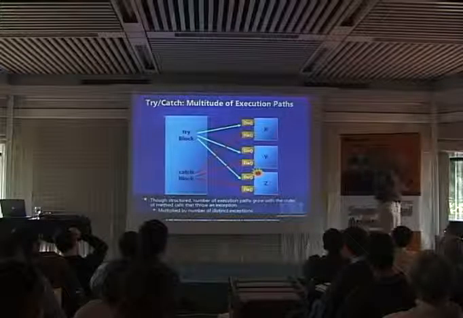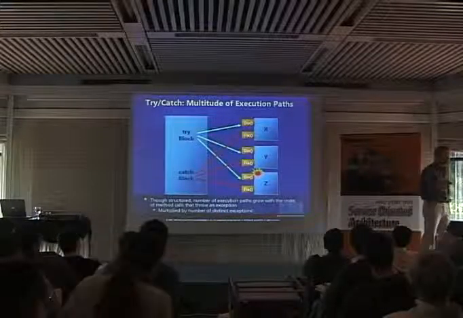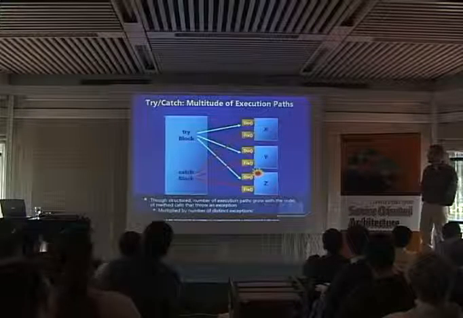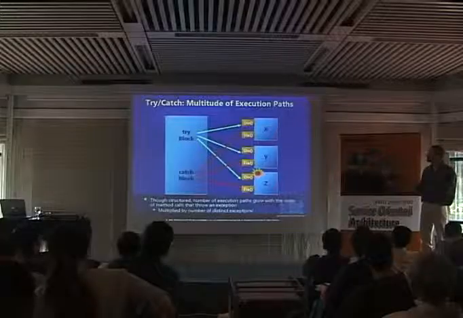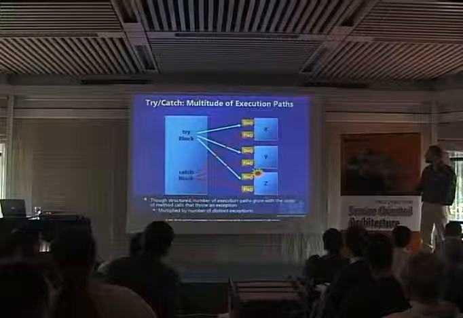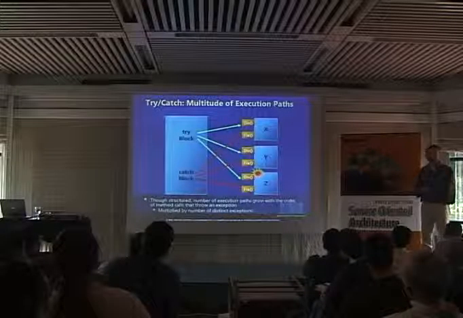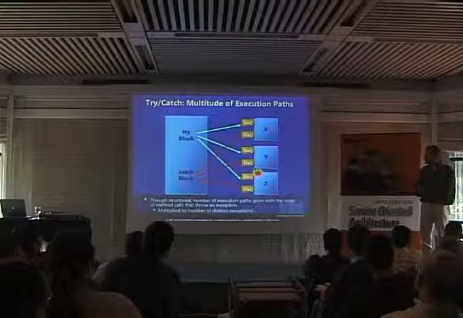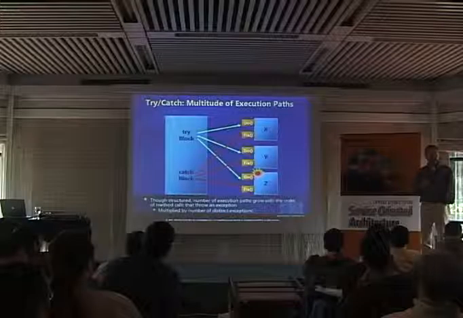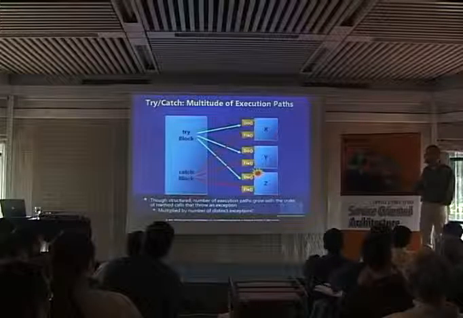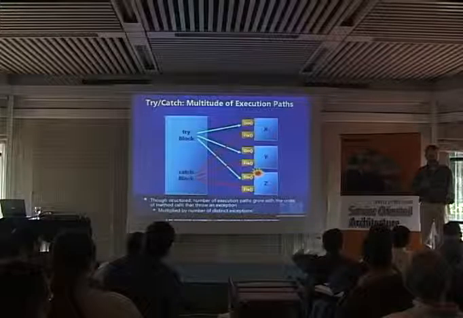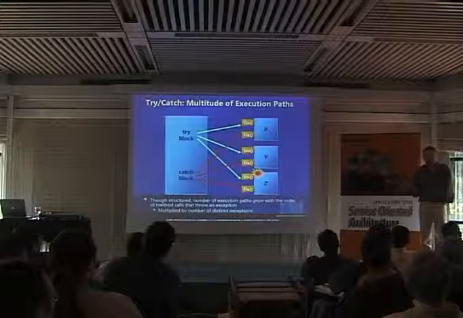In this structure, the problem is that I have a magnitude of execution paths which grows with the number of involved objects, whatever the objects or services might be. Do you want to test all that? If you have more than these three, say 250, have fun. You don't want to do that.